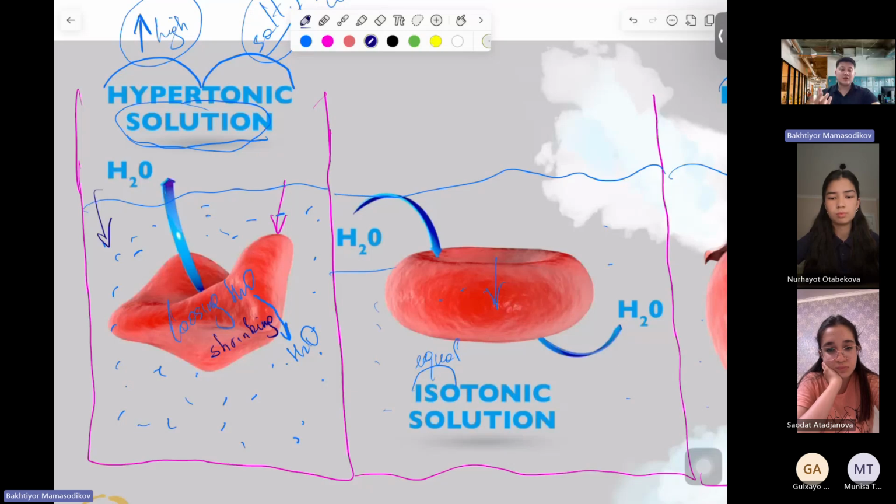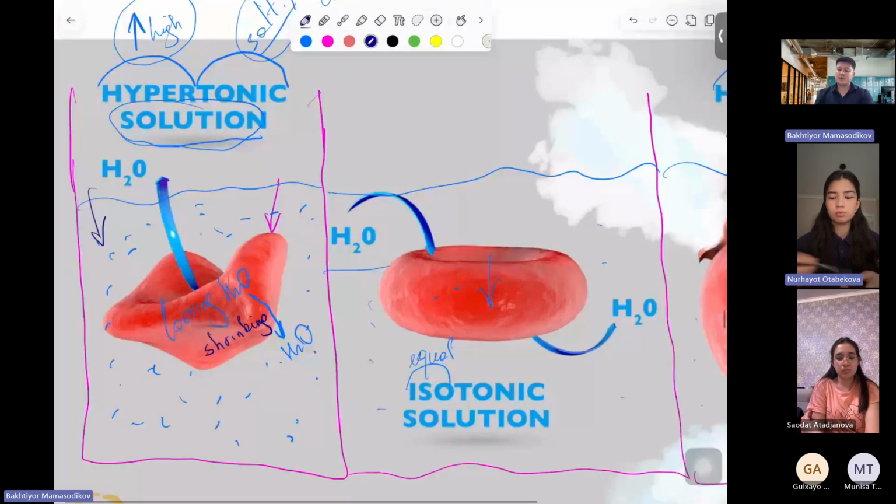It shrinks. It's going to shrink. It's going to become smaller in shape. It's going to give off the water outside. That means it is losing the water because the water contains the salt. This is the example of the hypertonic solution, okay?